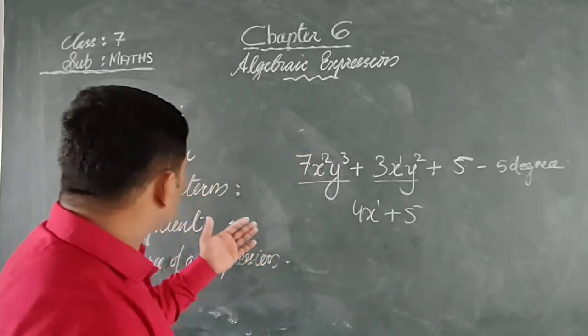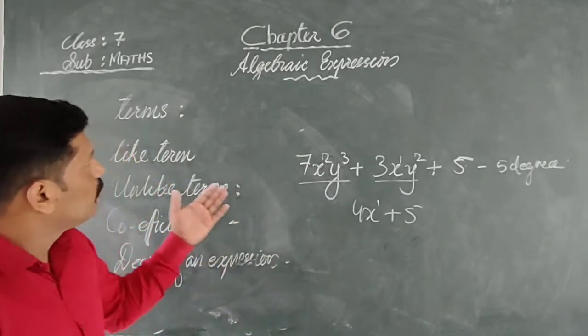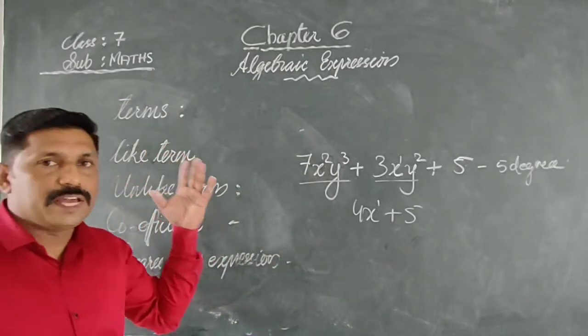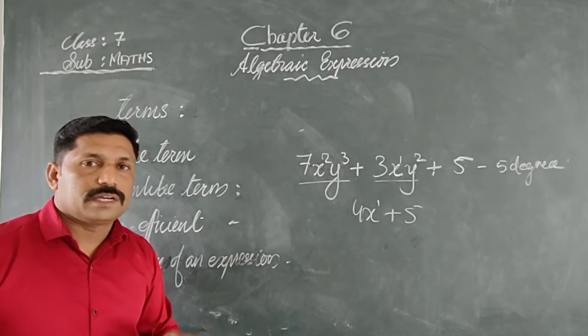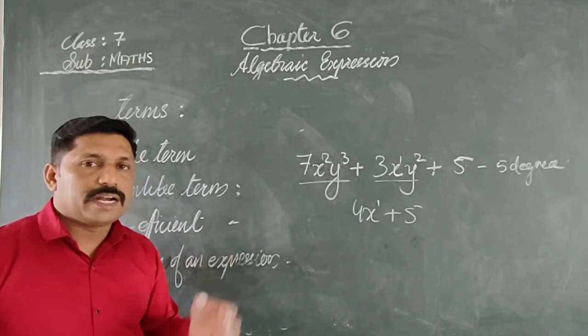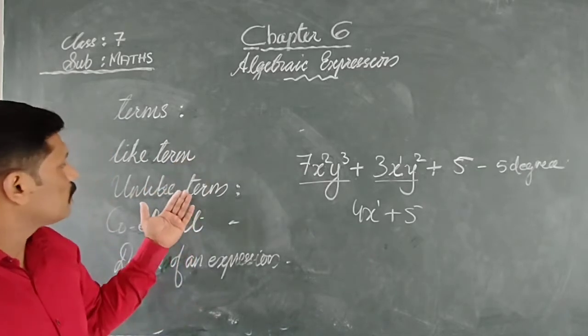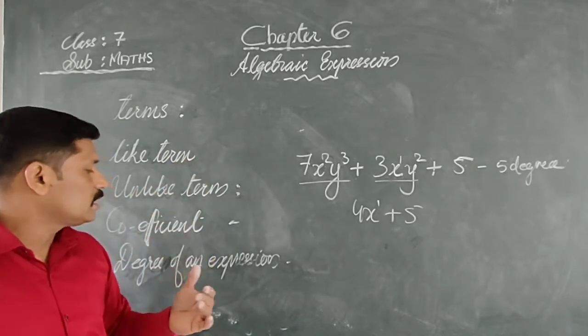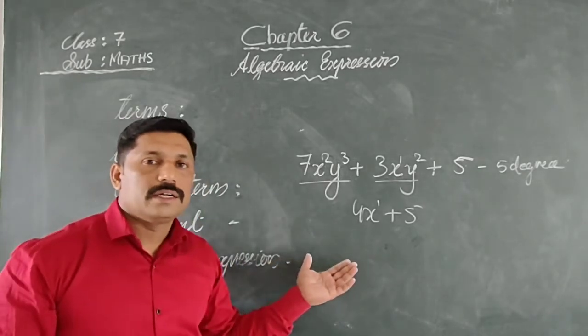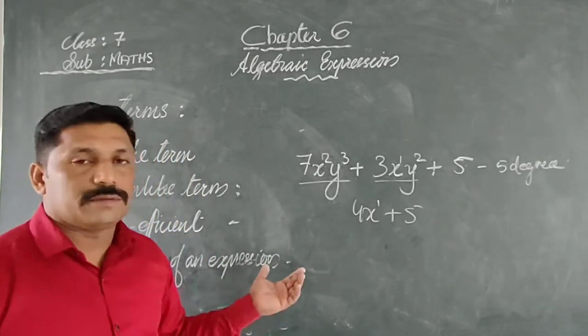So these are the important terms that we want to know when we study algebraic expressions: what is a variable or literal factor, what is a constant, what are terms, what are like terms, what are unlike terms, what is coefficient, and what is the degree of an expression.